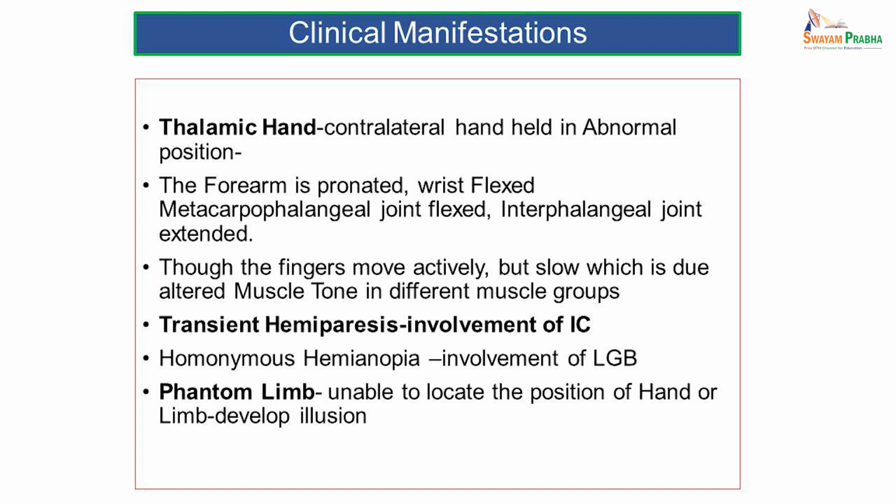If the posterior-most part is involved, that is, the lateral geniculate body, it leads to a condition called homonymous hemianopia. There is another condition called phantom limb, where the person feels unable to locate the position of the hand or limb. He develops this kind of illusion that he does not have a limb. This is because of thalamic lesions.